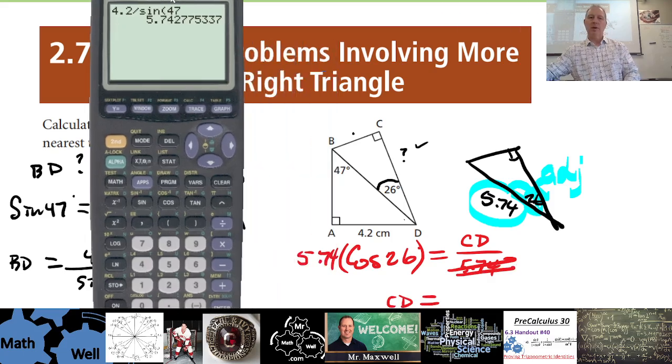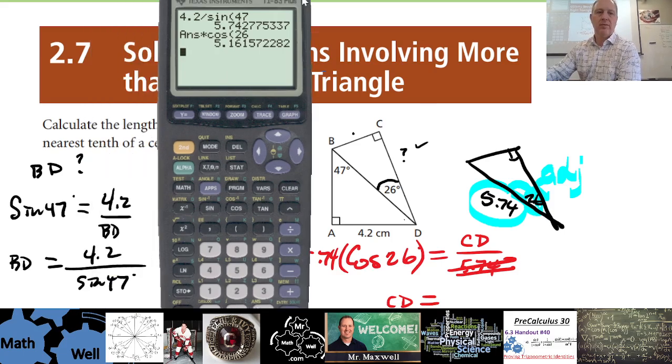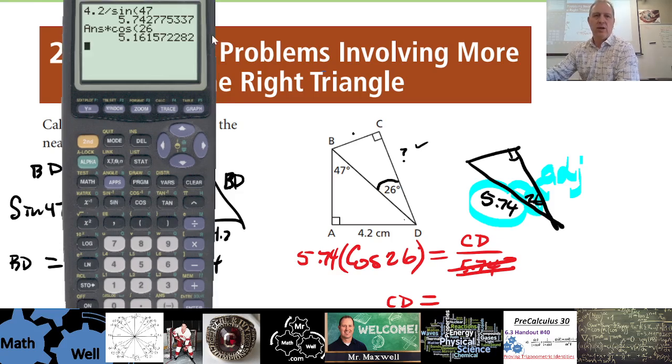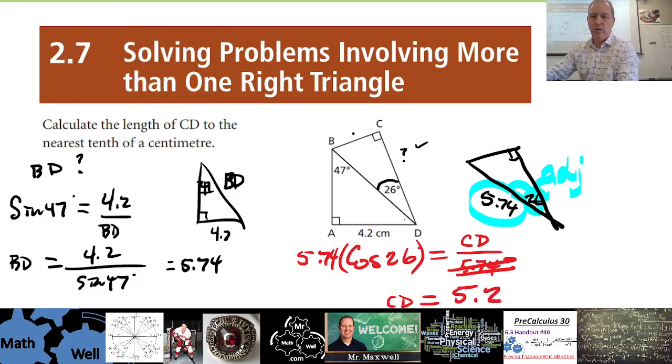So here's what I mean by keeping all the decimal places. You see, if you just use this answer, your calculator should have an answer button or function, and that means it just copies the whole decimal place, so you don't have to retype it out. And then you just go times cos 26. So reusing that previous answer is really, really helpful and saves you some time. So now I've got 5.16. Okay, so it says to the nearest tenth, so now I can go ahead and round that to the nearest tenth. So did anybody else get this number, 5.16 or so? Yeah? So 5.2, and the units are centimeters.